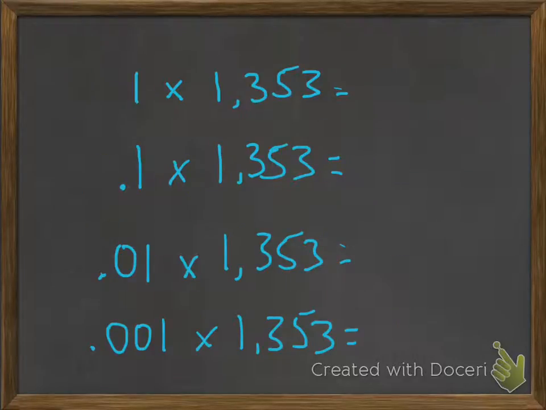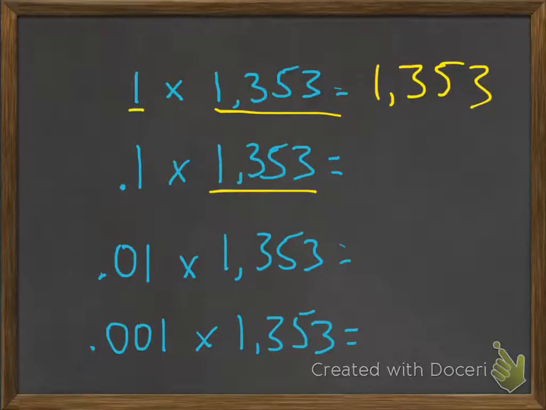So now let's take a look at these examples, because these examples are a little different from the examples that we were looking at here. The pattern starts out the same. We have one group of 1,353. Therefore, of course, our answer would be 1,353. But now what we're doing is we're not taking a number and multiplying it by a 10 or greater. What we're doing is we're taking this 1,353 and we're multiplying it by a number that's less than 1. What this says here is we need to find 1/10 of 1,353.